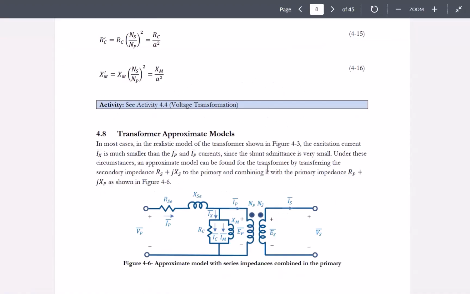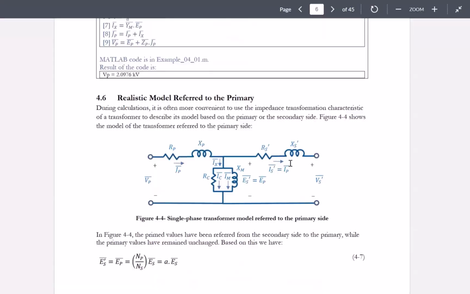Now let's go to transformer approximate models. Let me go to this realistic model, which was referred to the primary. You can see that in the problem that we solved, the values of these series impedances, RP, XP, RS, and XS, usually were much, much smaller than RC and XM. This means that if instead of this circuit, I take RS prime and XS prime, remove them from here and put them in series with RP and XP, then there won't be a lot of error in my final calculations, usually.